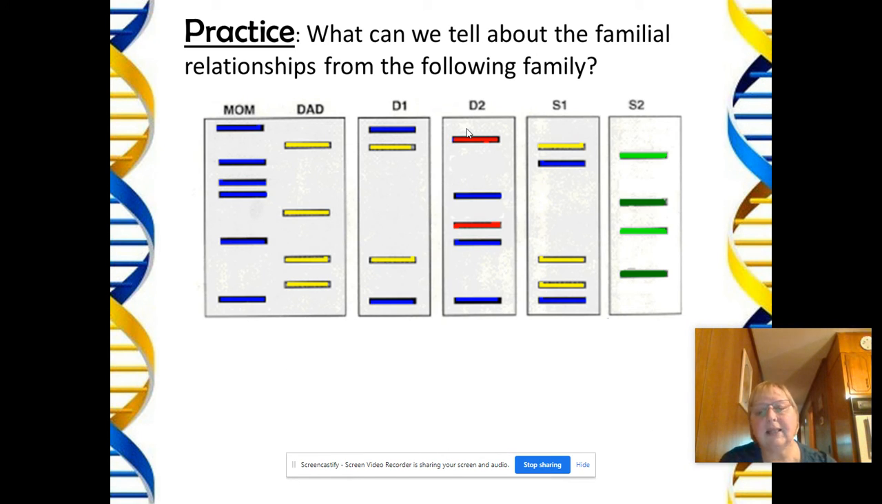So this is at the tail end. What does this tell us just from this gel electrophoresis sample? Mom is all blue and dad is all yellow. What does it tell us about the first daughter? She is blue and yellow. So it tells us that mom and dad are the biological parents.